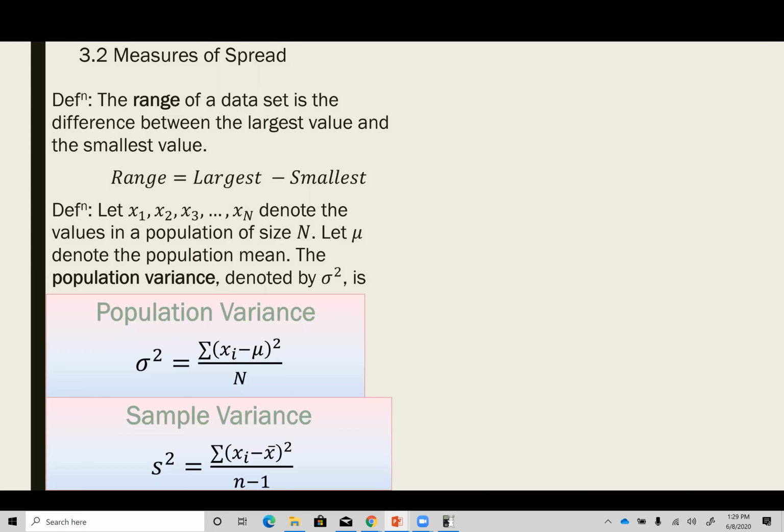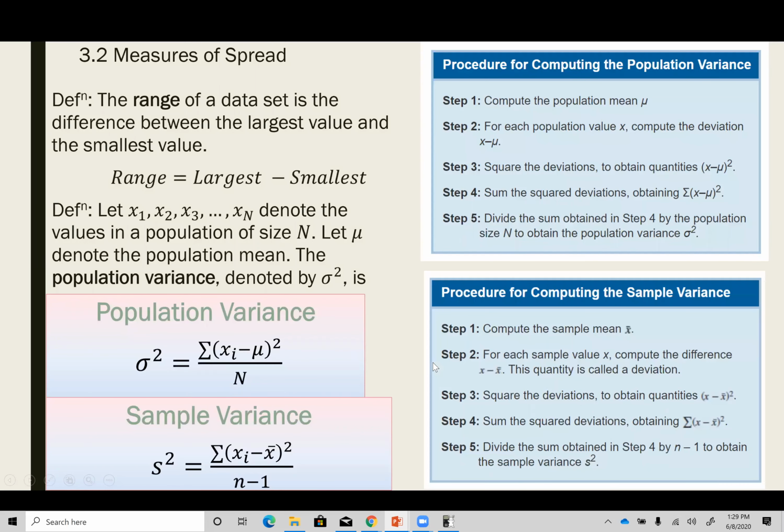Okay, so again, looking at this here, to do this in your book, these are the 5 steps to find the population variance and the sample variance. The first thing we need to do is find the mean. The second thing is find the deviation, which is take each of your data minus the mean, and then we square them up, add those results, and then divide by the total number of data. And again, the only thing different between the population variance and the sample variance is, instead of dividing by the total number of data, we take n minus 1.